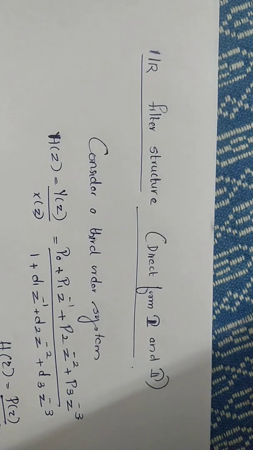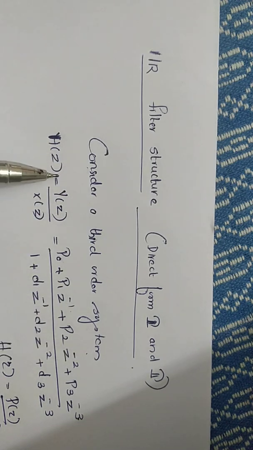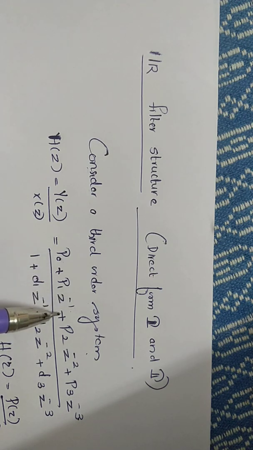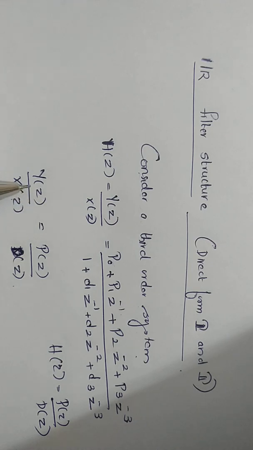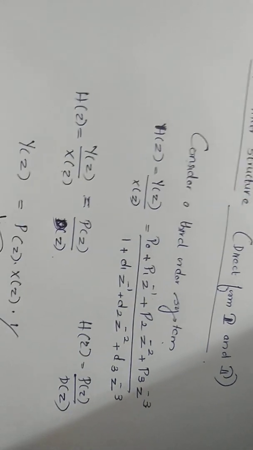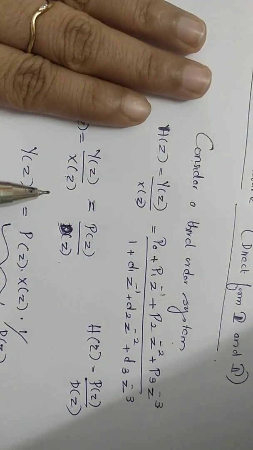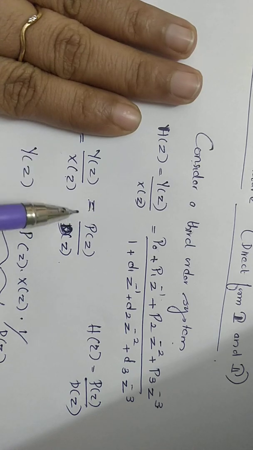So now I considered a third order system, that is H of z is equal to Y of z by X of z, which is equal to p0 plus p1 z inverse plus p2 z raised to minus 2 plus p3 z raised to minus 3, whole divided by 1 plus d1 z inverse plus d2 z raised to minus 2 plus d3 z raised to minus 3. I am rewriting this H of z as Y of z by X of z equal to P of z by D of z.